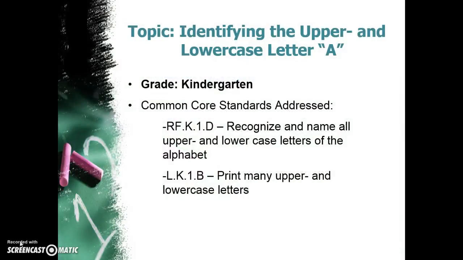The topic of this lesson is identifying the upper and lowercase letter A, and the target grade is kindergarten. This lesson addresses two Common Core standards. The first standard involves understanding the organization and basic features of print, and the specific standard addressed is RF.K.1D, which is to recognize and name all upper and lowercase letters of the alphabet. And the second standard involves conventions of standard English, and that would be L.K.1B, which is to print many upper and lowercase letters.